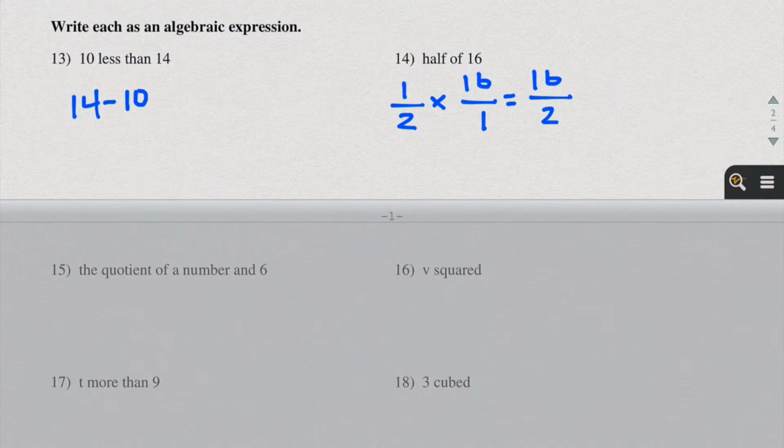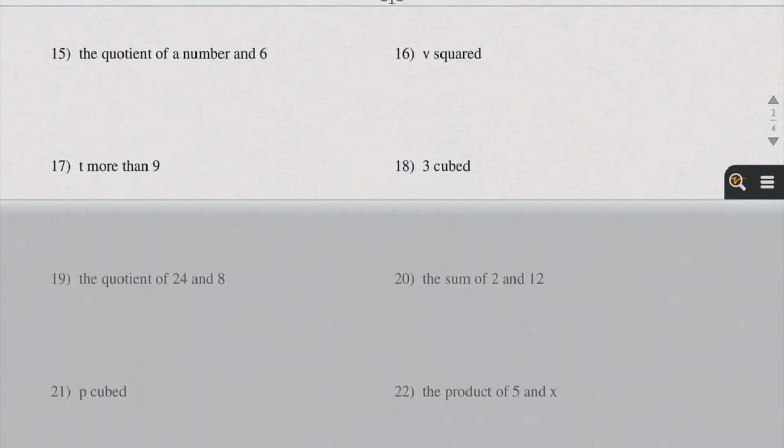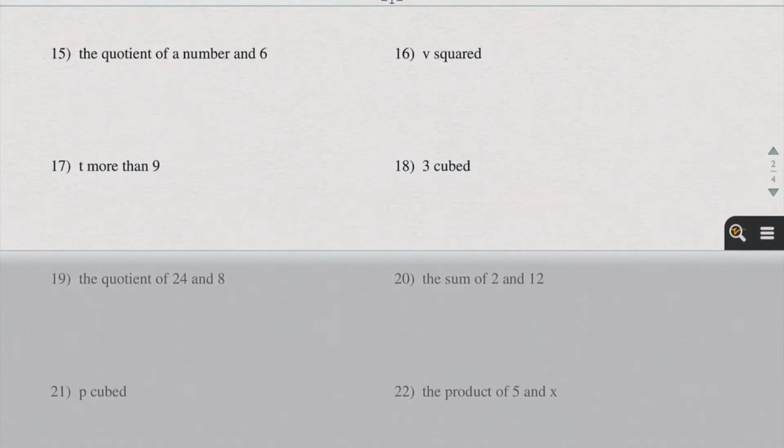Number 15. The quotient of a number and 6. So you have to be careful not to reciprocate this. For example, let me just tell you what the answer is. Let's say the quotient of a number and 6. So let's say the number is x and 6.